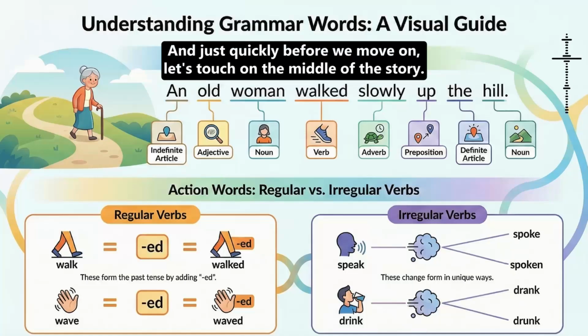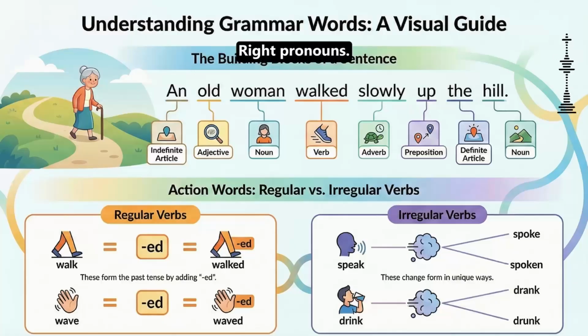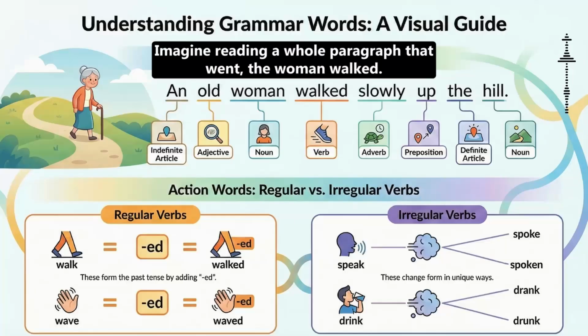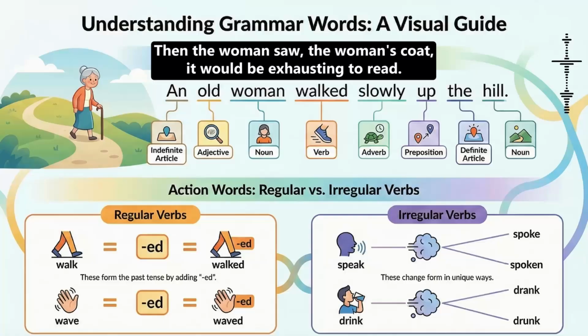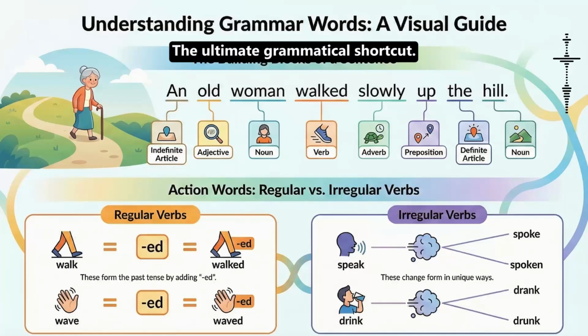And just quickly, before we move on, let's touch on the middle of the story. On the way, she spoke to a little boy. The material highlights she. Right. Pronouns. They are absolutely essential for flow. She just stands in for woman, to avoid repetition. Imagine reading a whole paragraph that went, the woman walked, then the woman saw, the woman's coat. It would be exhausting to read. So pronouns like he and she are just substitutes. They're efficiency tools for the brain. Precisely. The ultimate grammatical shortcut.